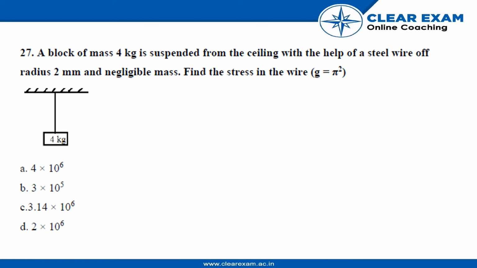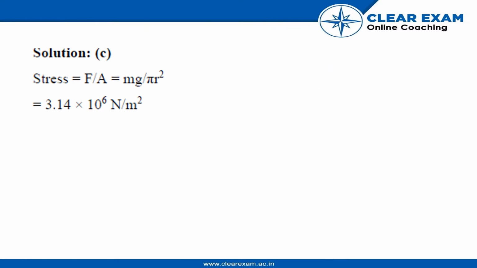The question is, a block of mass 4 kg is suspended from the ceiling with help of a steel wire of radius 2 mm and negligible mass. Find the stress in the wire and we are given that g is equal to pi square. So let's see the solution to this question.